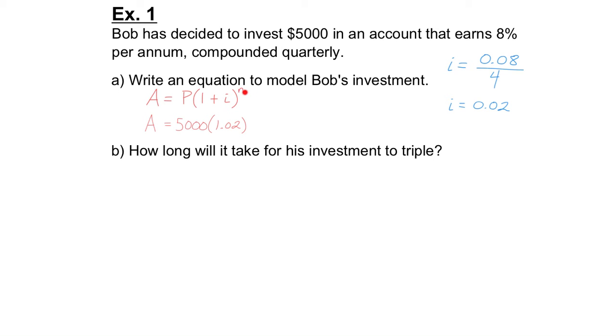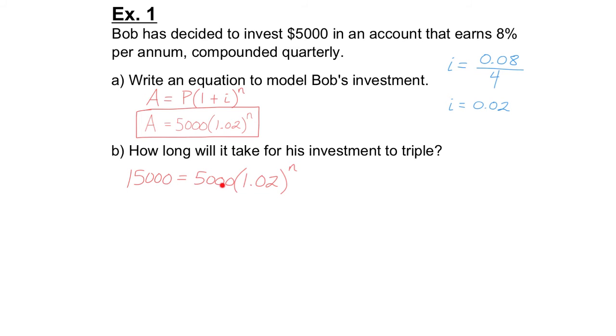Now the exponent, n, it's not the number of years, it's the number of compounding periods. Now, in the question, I haven't been told how long, so I just have to leave it as an n for now. Now, part B, how long will it take for his investment to triple? Okay, so we know the investment is tripling. So if he's starting with $5,000, triple means you're multiplying by 3. So that's $15,000 it's going to end up being. So I can plug that in for A, my future value.